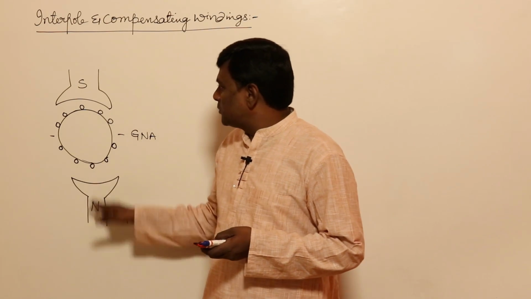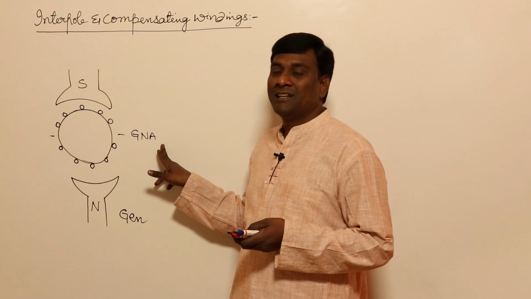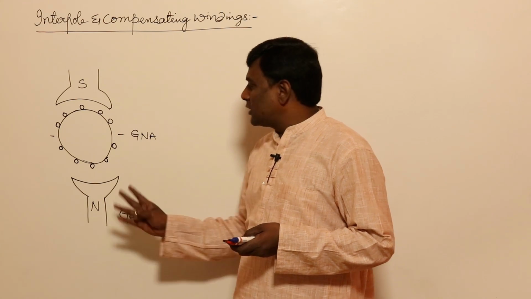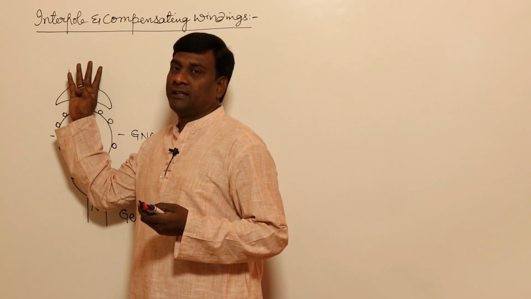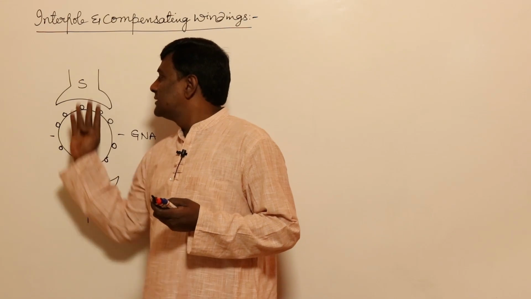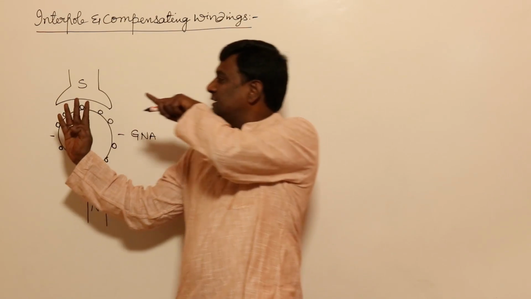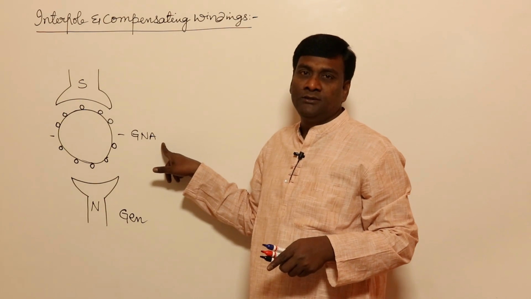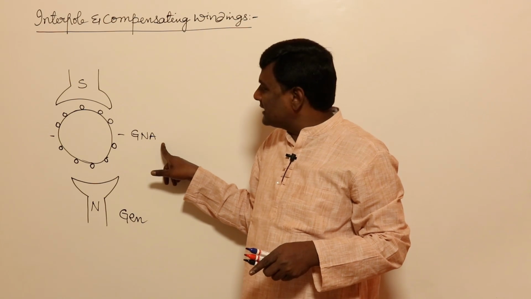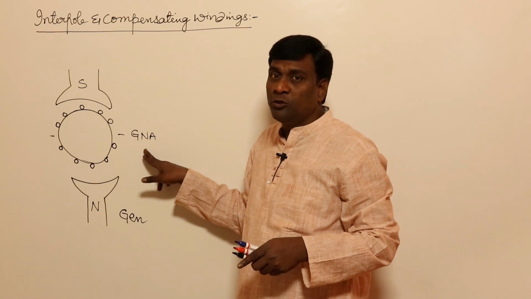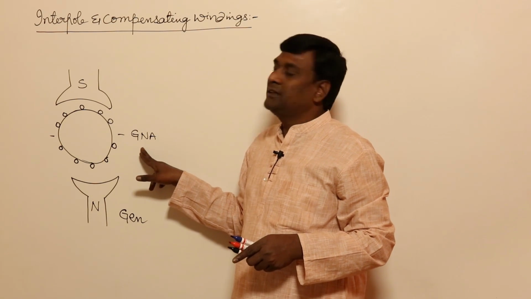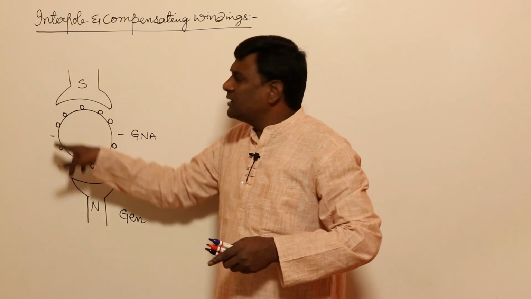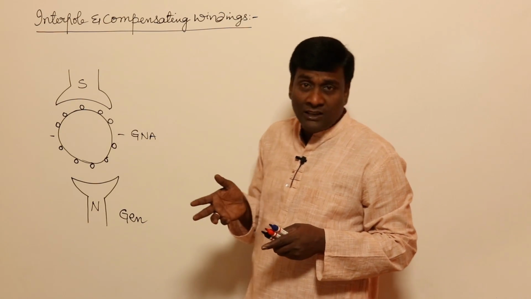Now, for example, this is the N pole, this is the S pole, with the GNA, the geometrical neutral axis, and this is a generator. Under no-load conditions, flux will flow in this direction. At no load, if flux is flowing in this direction, 90 degrees to this flux is the MNA, the magnetic neutral axis, which will lie upon the GNA only, because there are no armature currents, so armature flux will not be there.